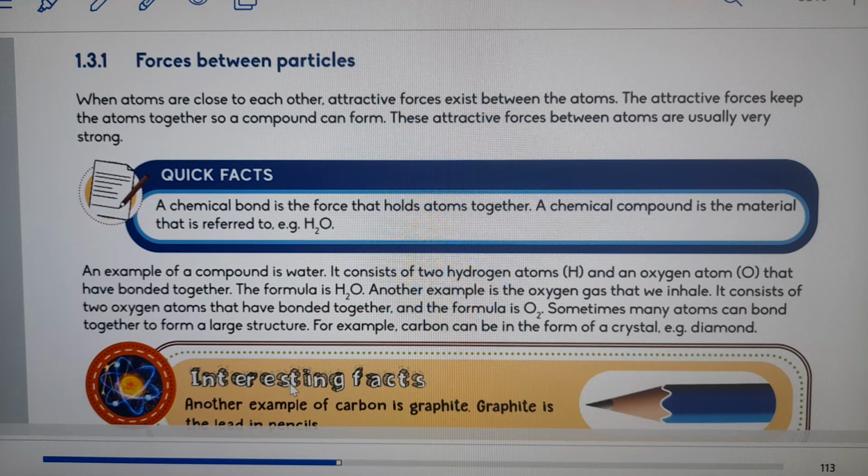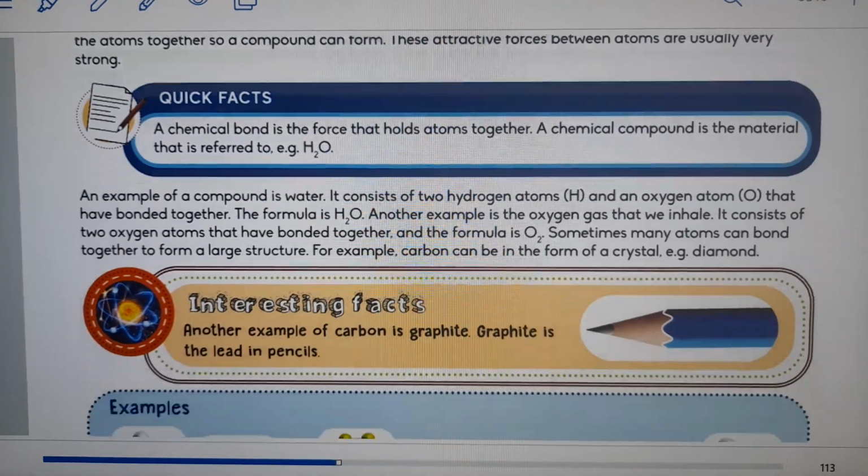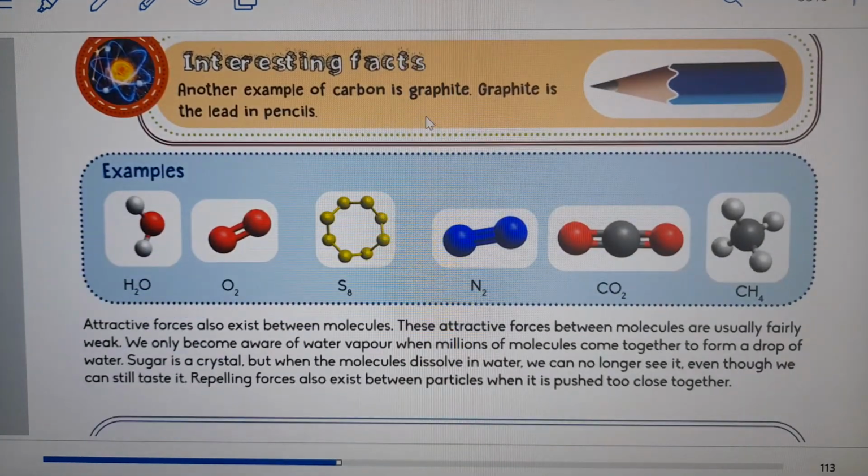They give us an interesting fact that we use daily but we don't know. Another example of carbon is graphite. Graphite is the lead in a pencil. This thing inside the pencil that you use to write, it is graphite and it is carbon. So we have examples.